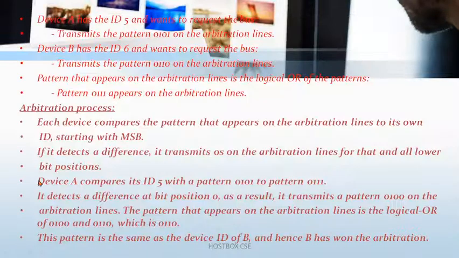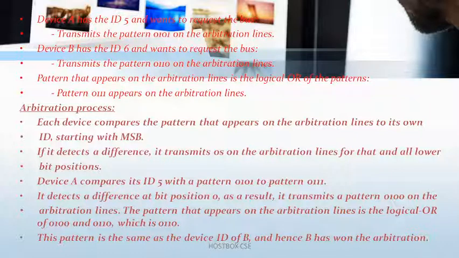Let's cover some points here. In the arbitration process, this is one more method of using the DMA controller. Don't forget, each device compares the pattern that appears on the arbitration lines to its own ID, starting with the MSB, the most significant bit. Then if it detects a difference, it transmits 0s on the arbitration lines for that and all lower bit positions.